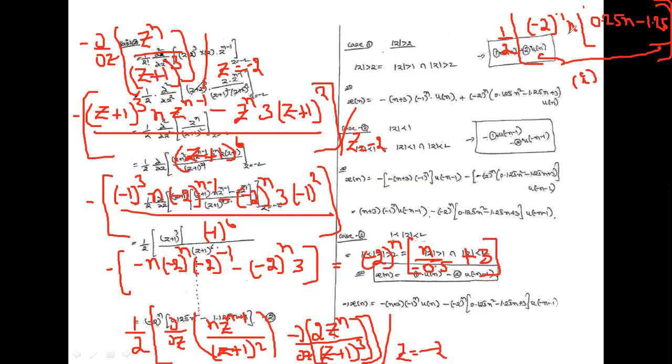Now you can add this function to the first term. This is the second term we got. Add these two. Okay, and we have 1 by 2, (minus 2) whole power n, into 0.25 n and minus 1.25, plus this function. Because I already took the minus here, I can add the term.